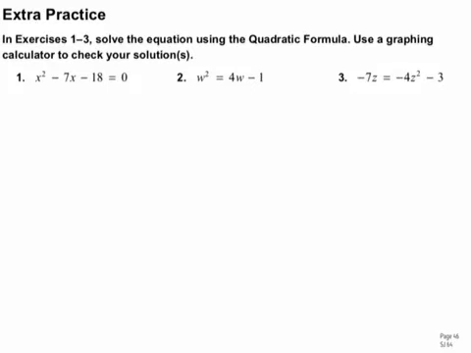Remember what the quadratic formula is. I may sing it really quick. Remember, it's x equals negative b plus or minus the square root of b squared minus 4ac all over 2a. Hopefully you remember that song.